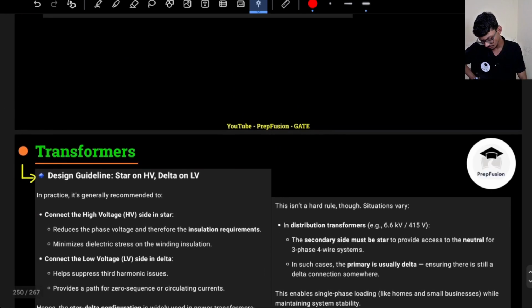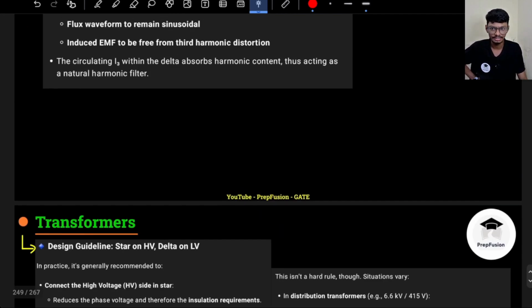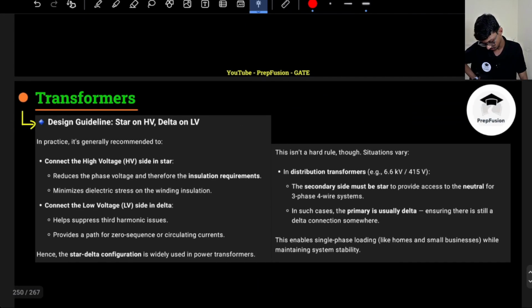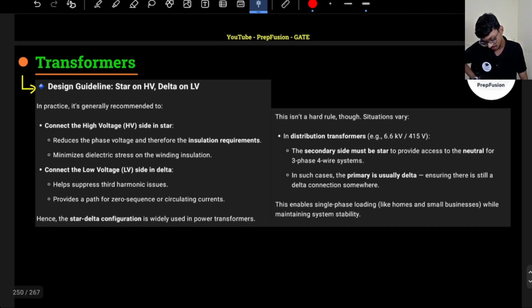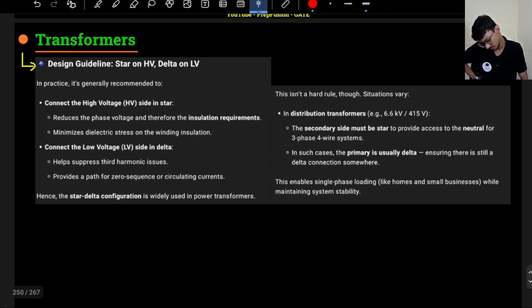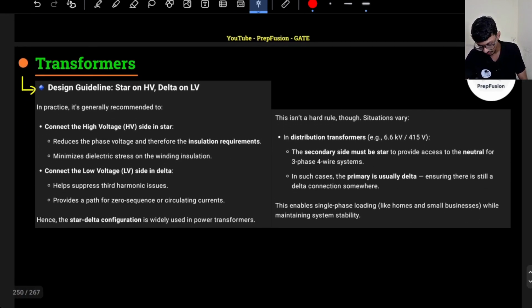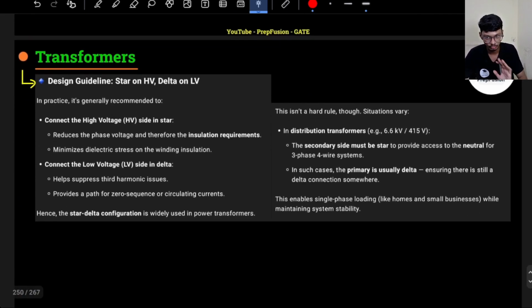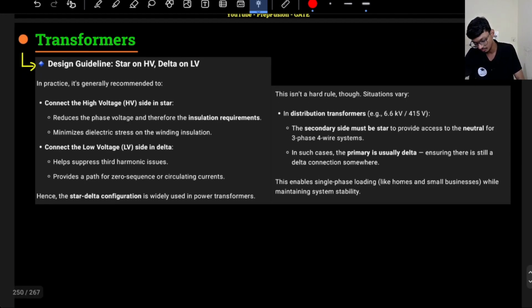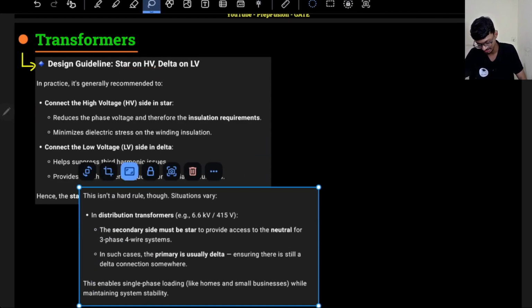Now delta delta, anyway, will not contain any third harmonic component. Before that, what are the general guidelines for these connections? Should star be connected on the high voltage side or delta? This is just a general rule of thumb, nothing fixed: star is generally connected on the high voltage side and delta on the low voltage side. Now why is this the case?